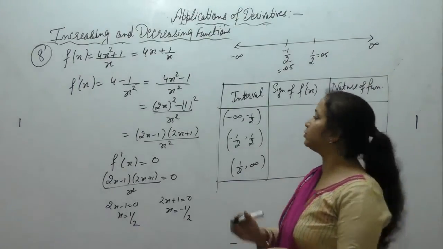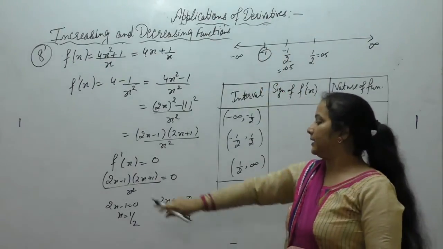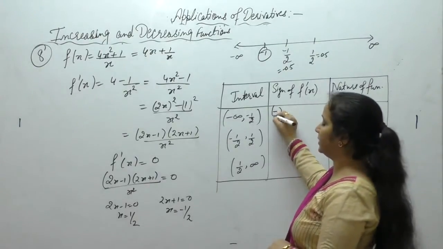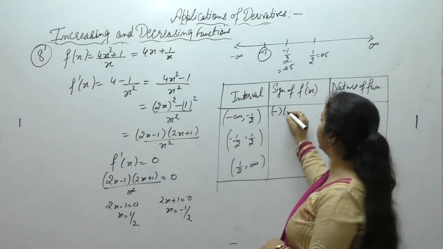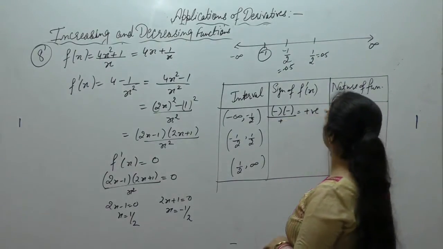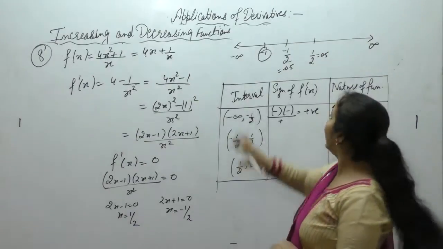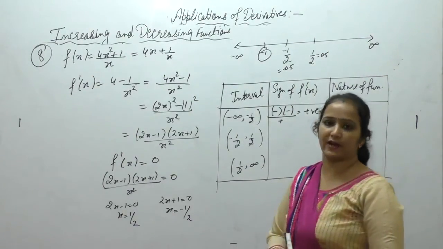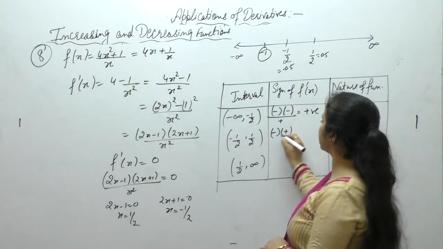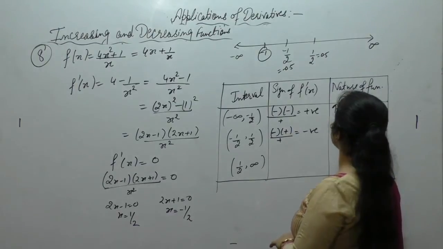Minus infinity to minus 0.5, let the number as minus 1. Minus 2, minus 1, negative. Minus 2 plus 1, negative. And whole square will be positive. Positive means function is increasing. Now, minus 0.5 to 0.5, let the number as 0. 0 minus 1 and 0 plus 1, whole square will be positive. Negative means function is decreasing.